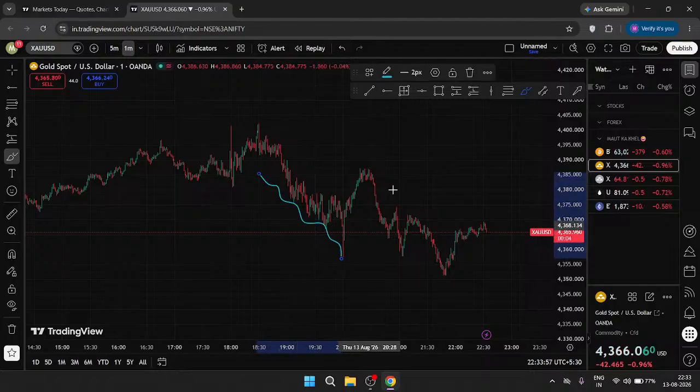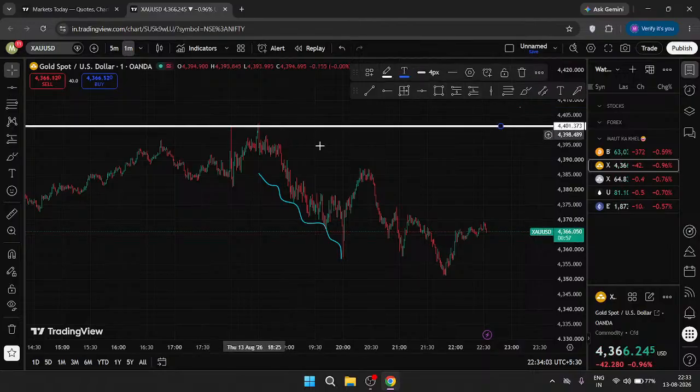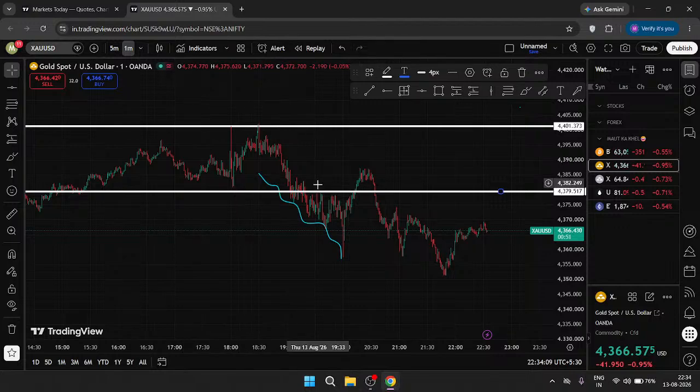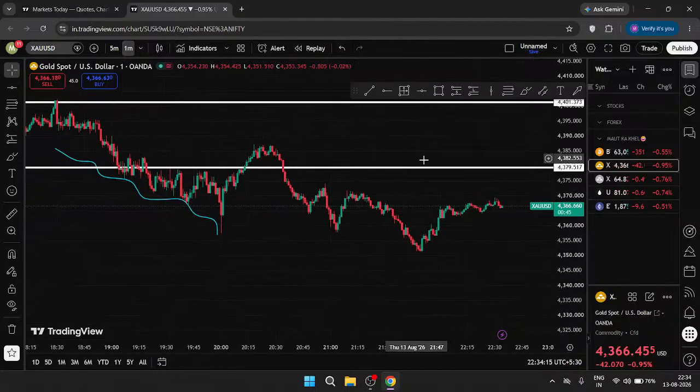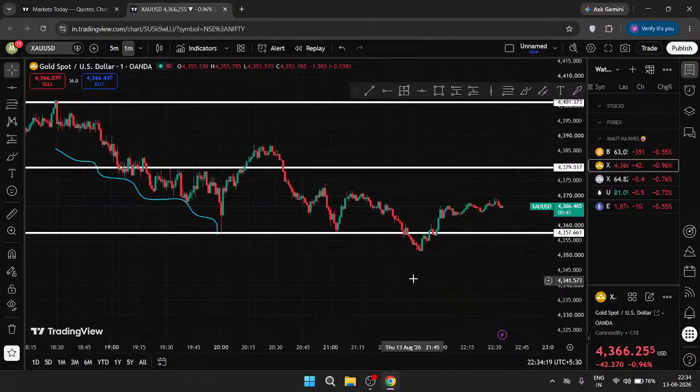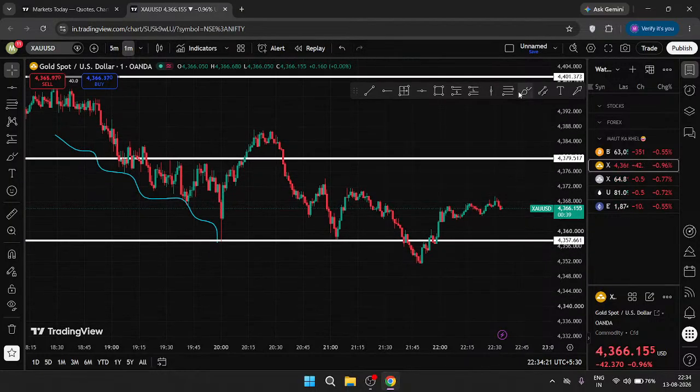Number five, BOS does not mean instant entry. This is where many beginners make mistakes. They see price break the previous high and buy immediately. That's not necessarily a good trade. A breakout can be genuine, a liquidity grab, a false breakout, or a temporary spike. So instead of simply asking, "Did price break?" ask, "What happened before the break and what happens after it?" Context matters.